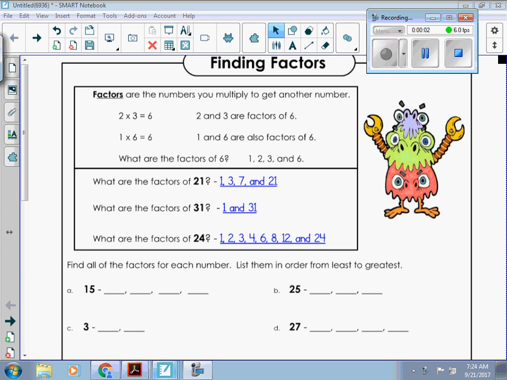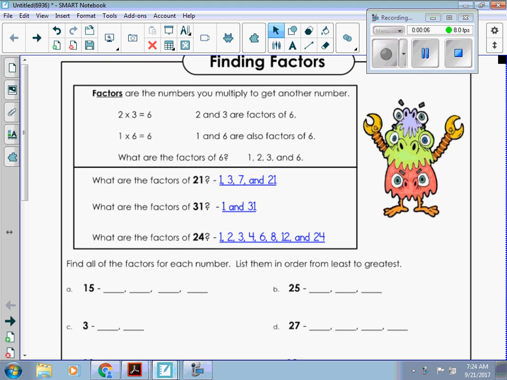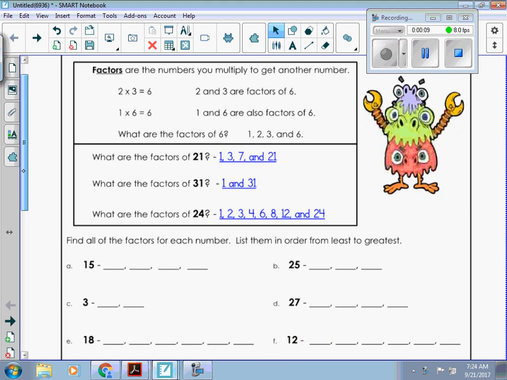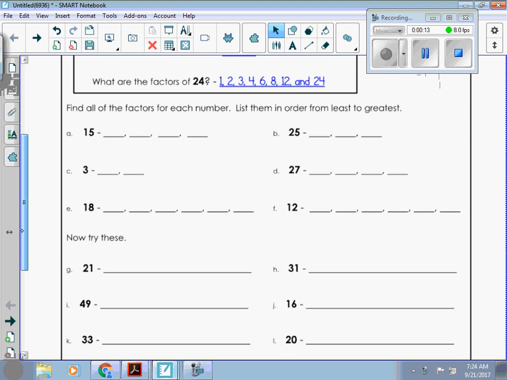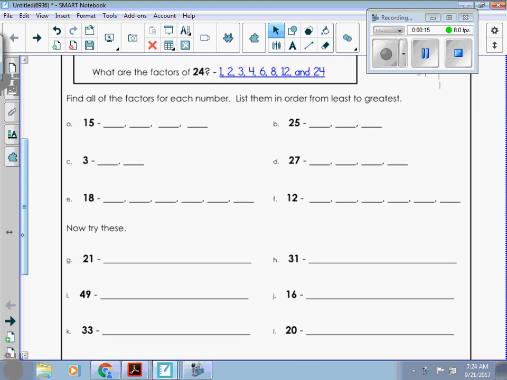This is our review for finding factors. Remember, factors are the numbers that go into the problem to make up our goal number. So when we ask for the factors of 15, and this says list in order from least to greatest, so we're going to make this.